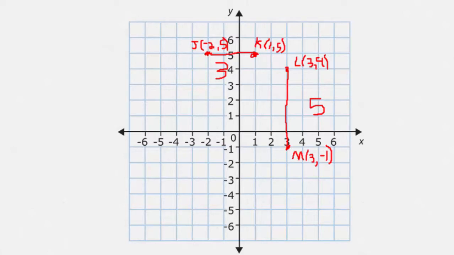3 and 5 are not the same length. Therefore, length of segment JK is not equal to the length of segment LM. So my conclusion is not congruent.